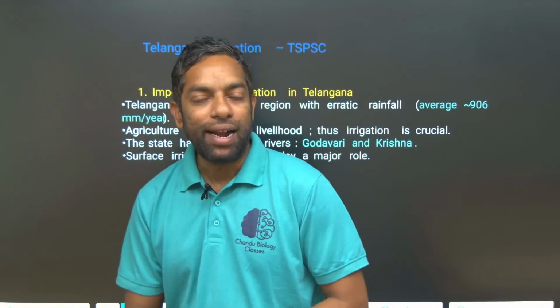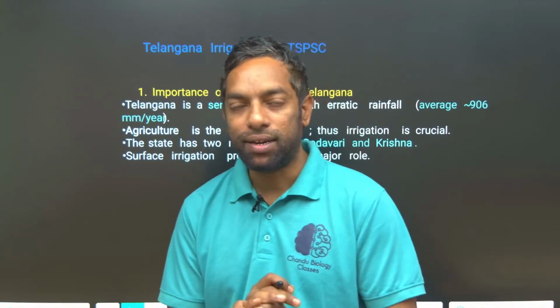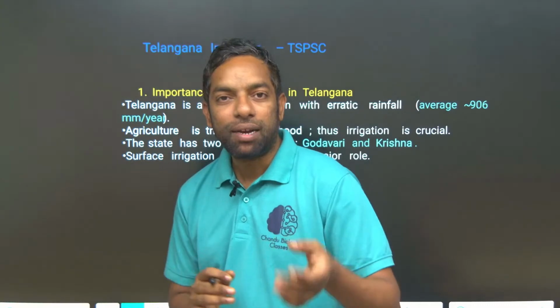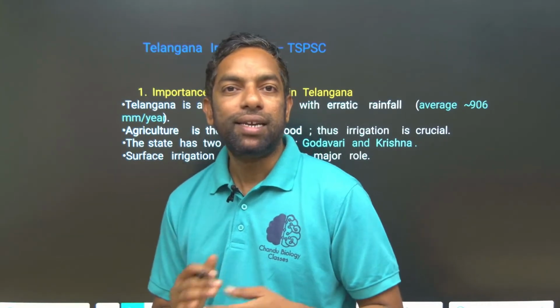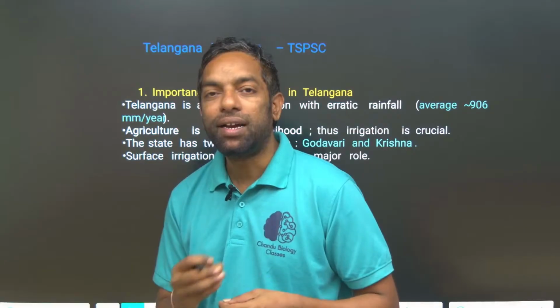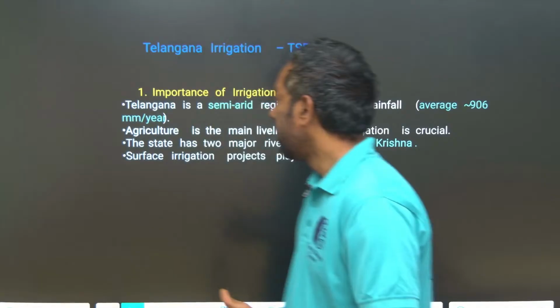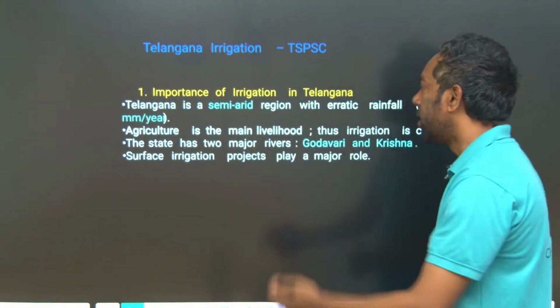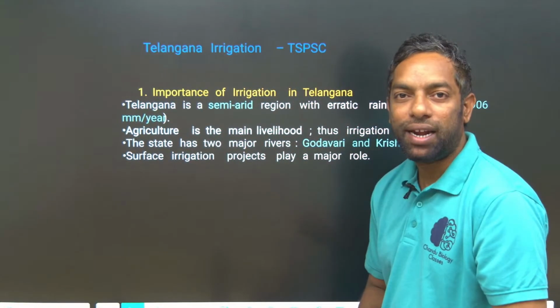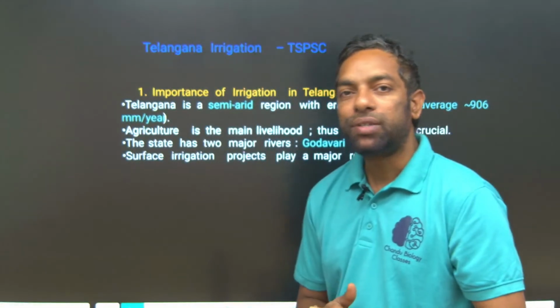Telangana is a semi-arid state on the Deccan Plateau, and there are a number of projects in Telangana. We are going to discuss what Telangana is and what the projects are. Telangana is a semi-arid region, with an average annual rainfall of 900 mm per year. The main source of livelihood in Telangana is agriculture and allied sectors.